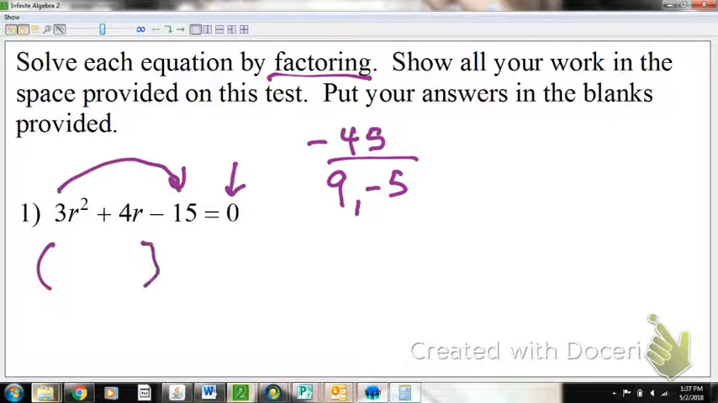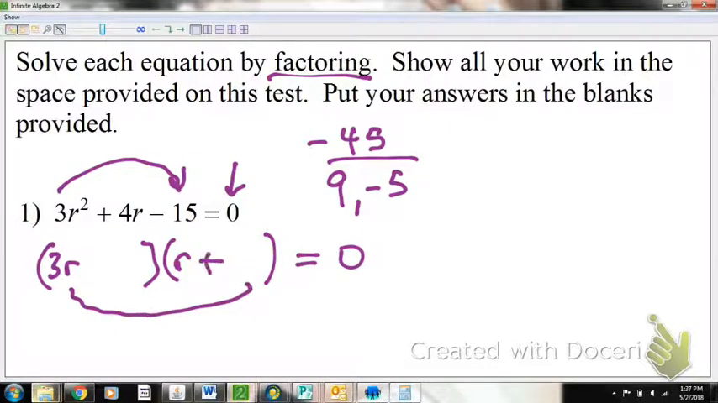All right, so we'll set up our factoring here. 3r times r will give us 3r squared. To get the 9r, we need a positive 3 here. To get the negative 5r, we put a negative 5 there, and that'll give us what we're looking for.